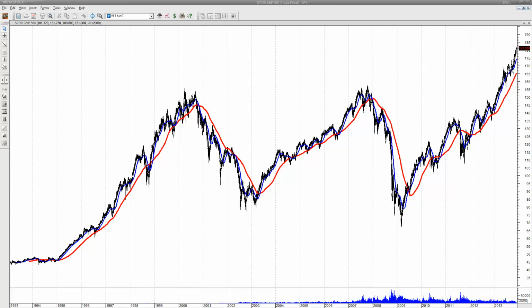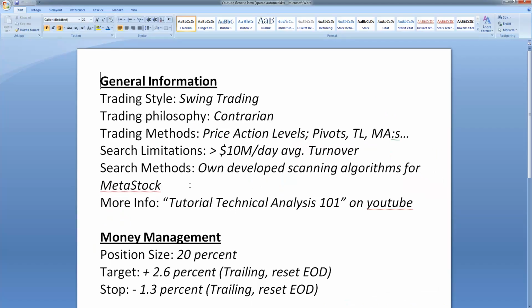Today I'm preparing the European markets before the 2nd of December 2013. First, take a look at how I work. I'm a swing trader. I use Contrarian style. I bring my methods from price action levels like pivots, troughs, peaks, trend lines, moving average, gaps, Fibonacci's.